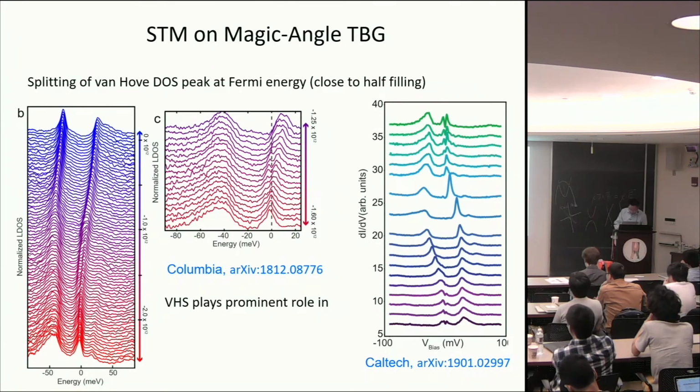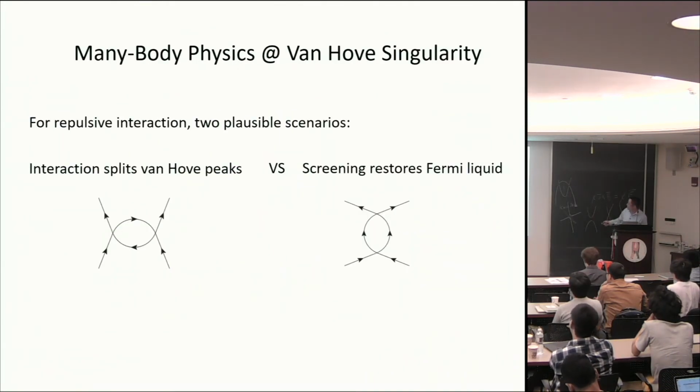Okay, so in general, there are two scenarios one can imagine when the Fermi energy is close to the Van Hove singularity. One scenario is that because of the large density of states, interaction will split these Van Hove peaks. For example, the system can be spin polarized, can be valley polarized, etc. So it's very much like a flat band. Right? If you have a high density of states, something interesting happens.